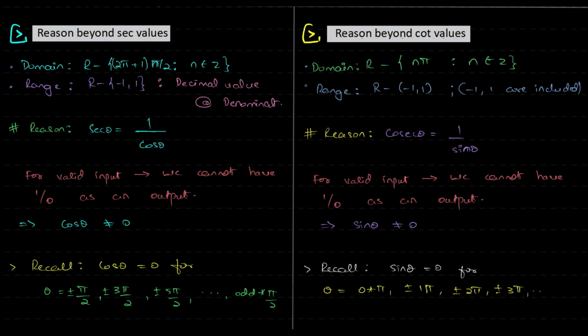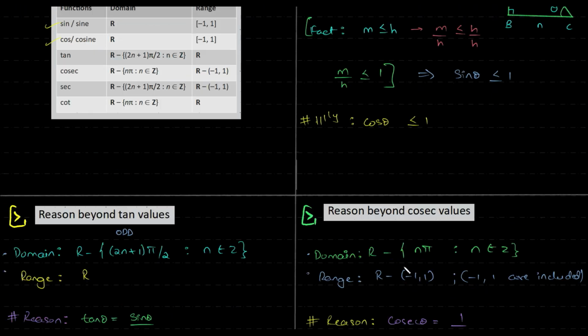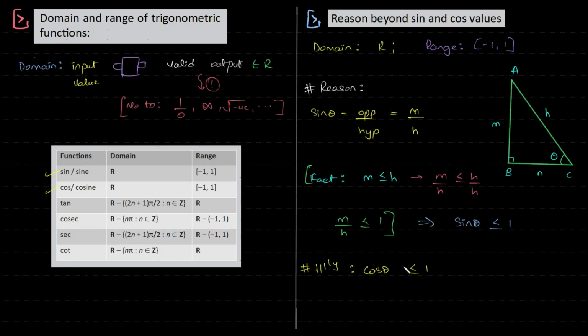Of course here the range is all the real numbers, right? And the reasoning is because cot of theta is cos of theta divided by sine of theta. And when can we have sine of theta not being equal to 0 for all of these values, right? And we are done, as simple as that. Okay, so this is the reasoning. See, everything is quite simple, everything is interconnected. If you understand one, everything is done, is it not?